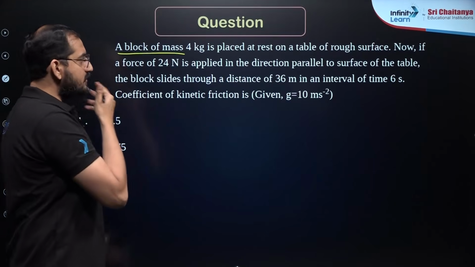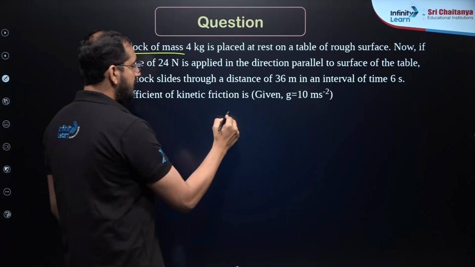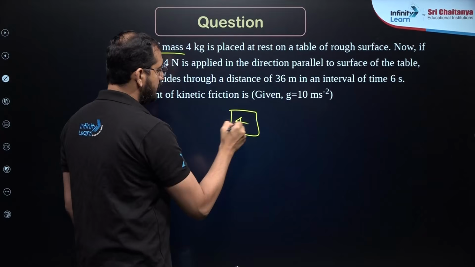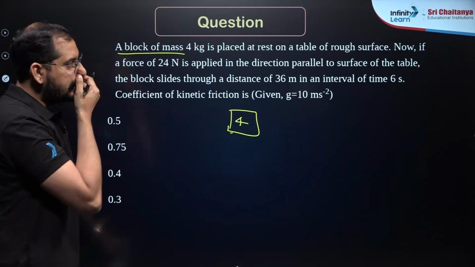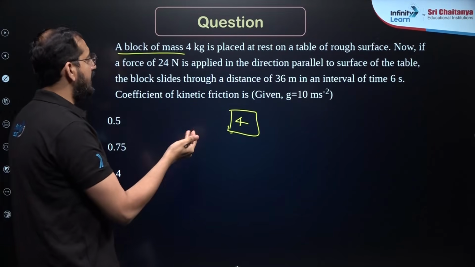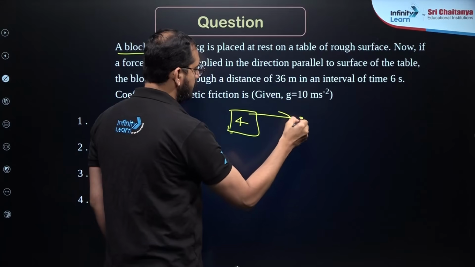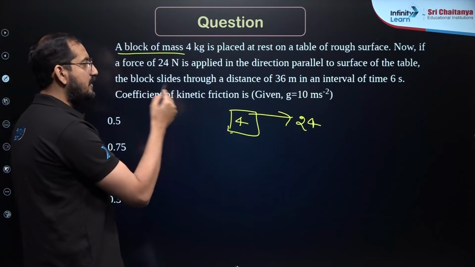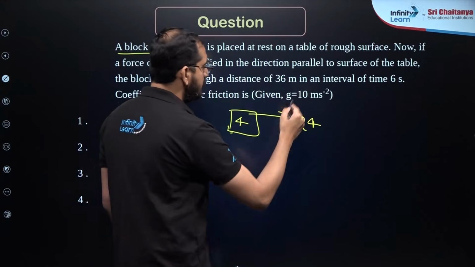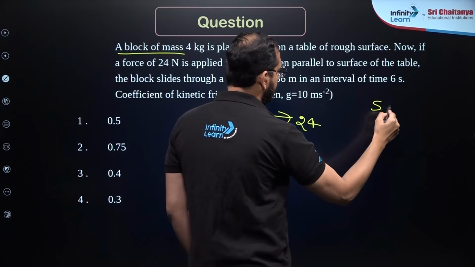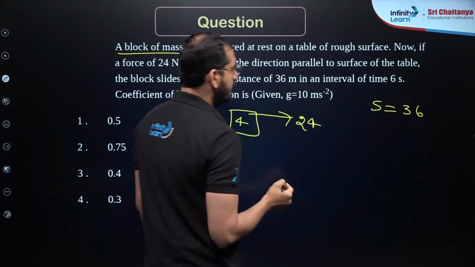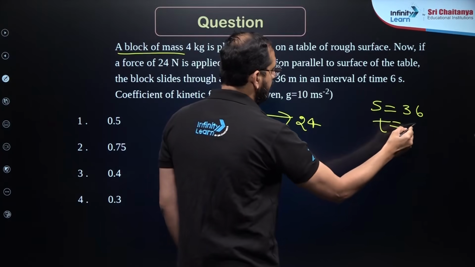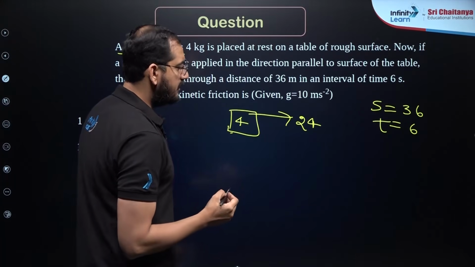So this question says that there's a 4 kg block on a table. Let me draw a 4 kg block. This is on a table. The table is rough. We are applying 24 Newton in this direction. And the block slides through a distance of 36. So the displacement of the block is 36 in the time interval of 6, right?